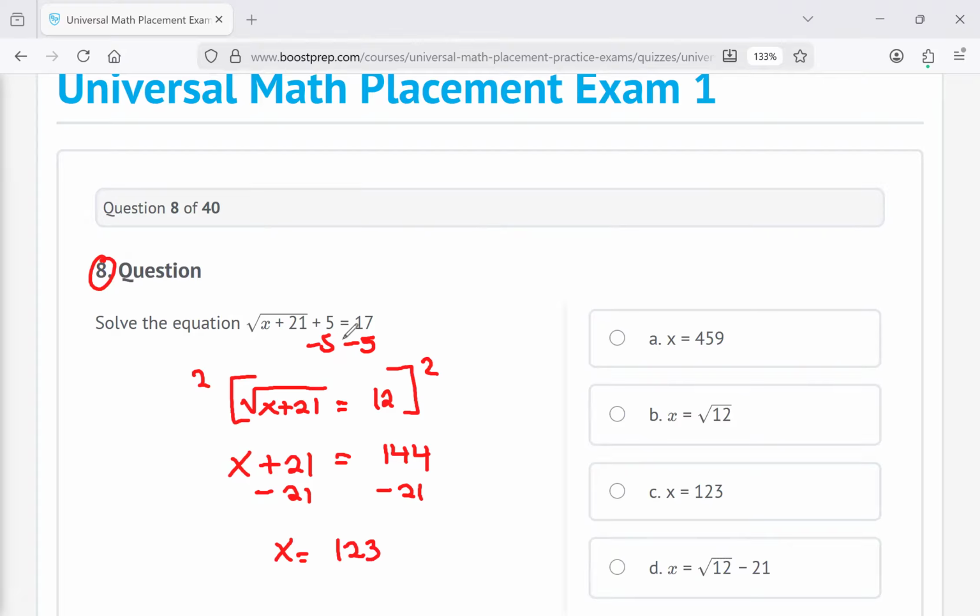Okay, so I subtracted 5 from both sides, then took the square of both sides, and then solved for x by subtracting 21, and then I get 123.